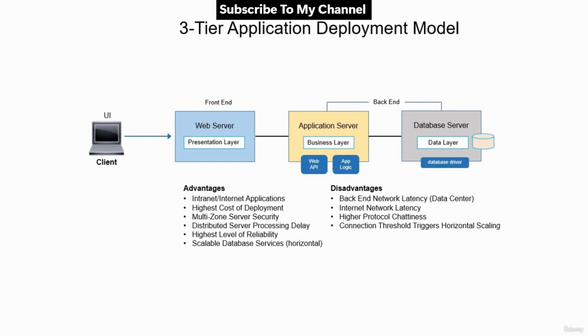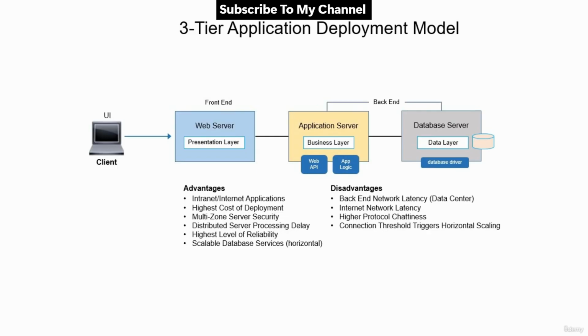Finally, there's a three-tier application model, and this is probably the most popular because it's so scalable. You have a front end and a back end defined. And so it's the same servers now. They're all really on their own physical servers, so they're split up like that. So this is the most scalable. It costs the most to deploy, but you will get the most server security with this model because it's multi-zone. And it gives you more of a distributed model as far as performance goes.